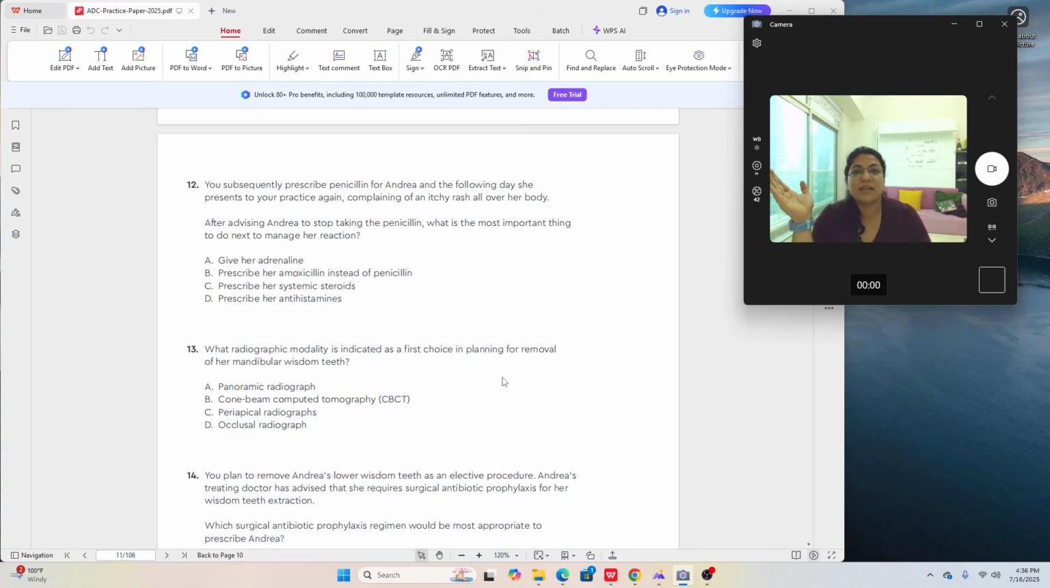Advanced modalities are CBCT. Many of the candidates directly jump onto the answer of CBCT because they say, when we have this option, why shouldn't we take this? This is not the first choice. This is an advanced choice. Okay.